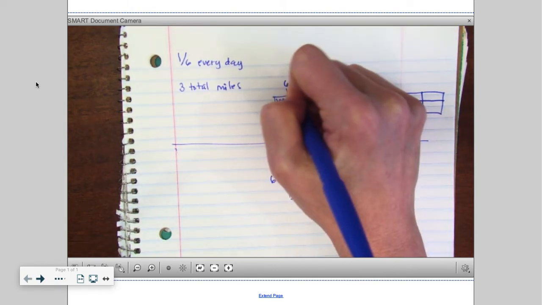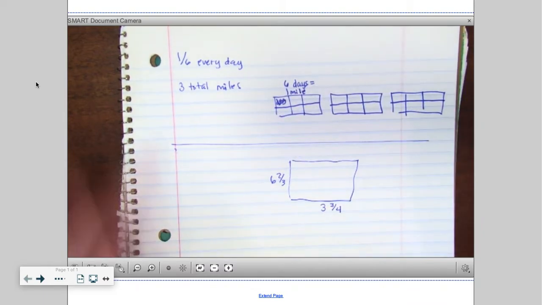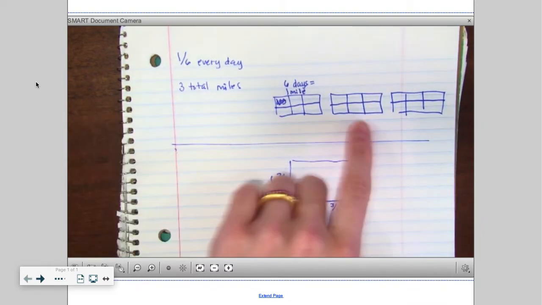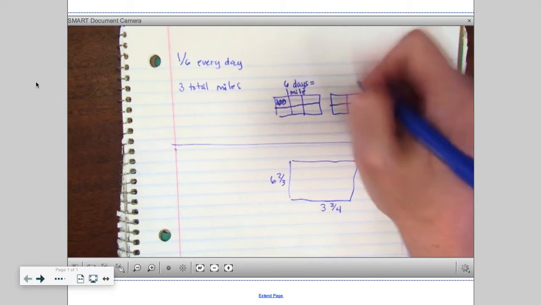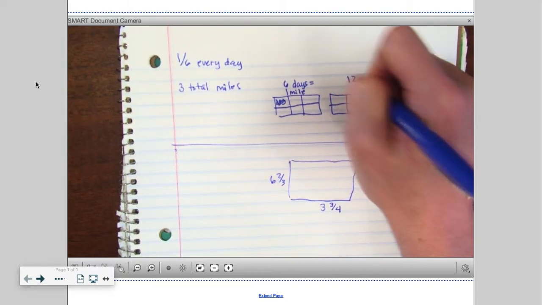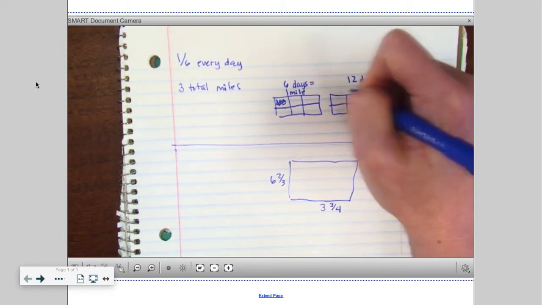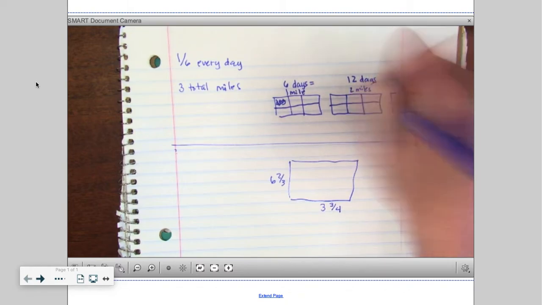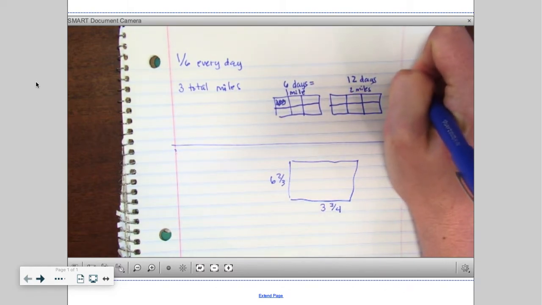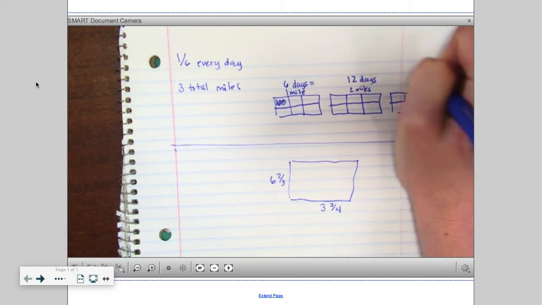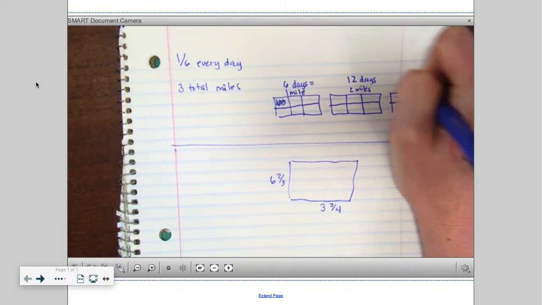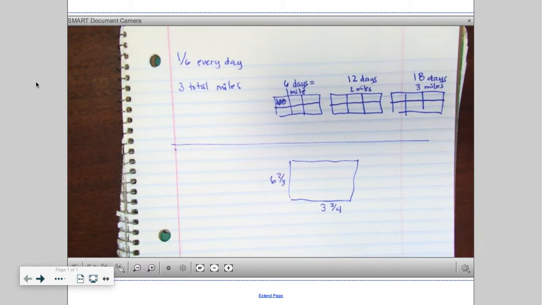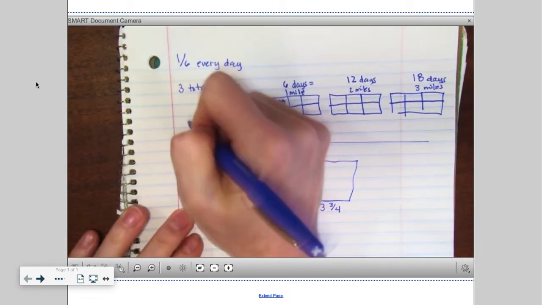to walk 1 mile. I want to know how many days will it take me to walk 3 miles. So if I just follow the pattern, 12 days will be 2 miles, and 18 days will be 3 miles. So it will take me 18 days.